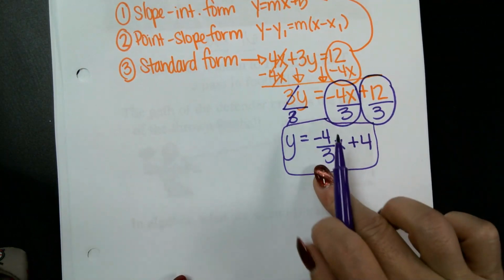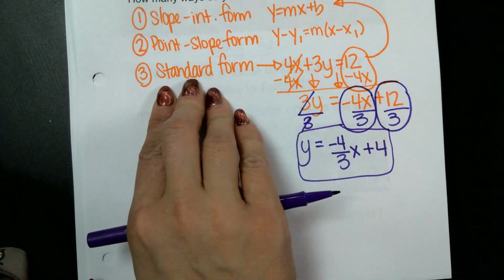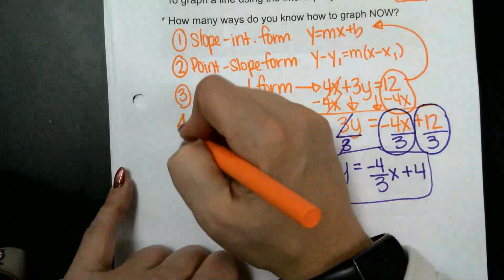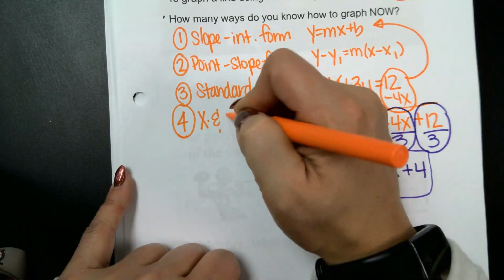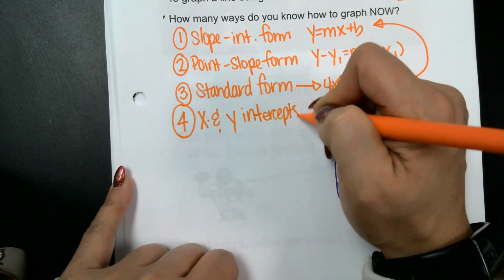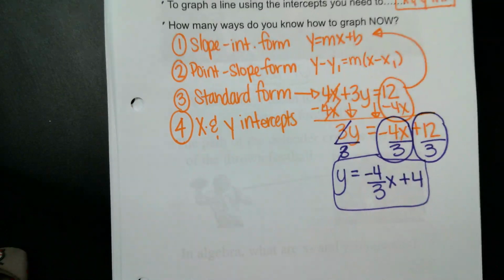Okay, so those were the steps that we took to turn standard form into slope-intercept form, and then we would graph it. And then today, you just learned your 4th way of graphing. That was by using the x and the y intercepts. So now you guys know 4 different ways that you can graph.